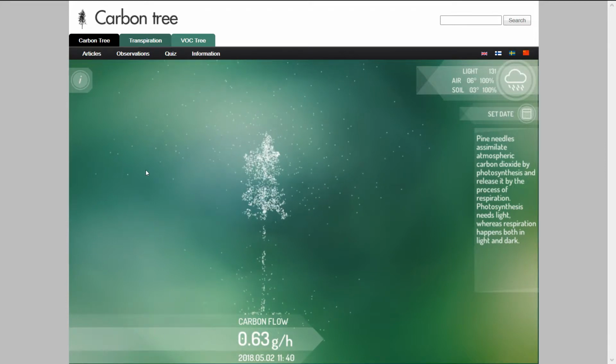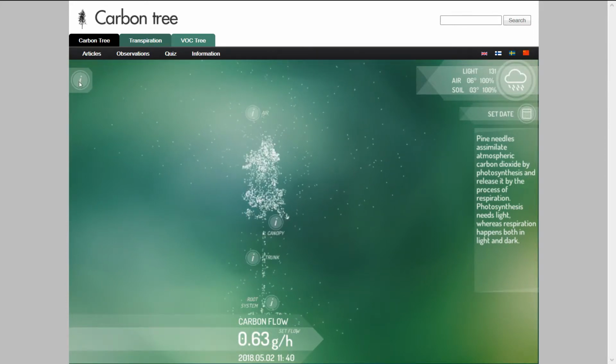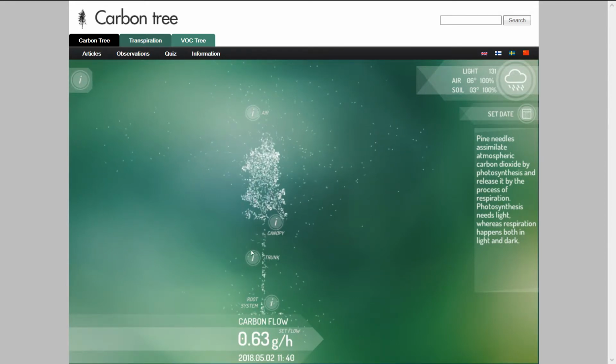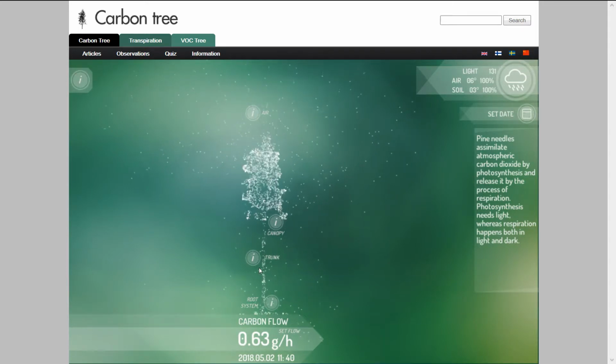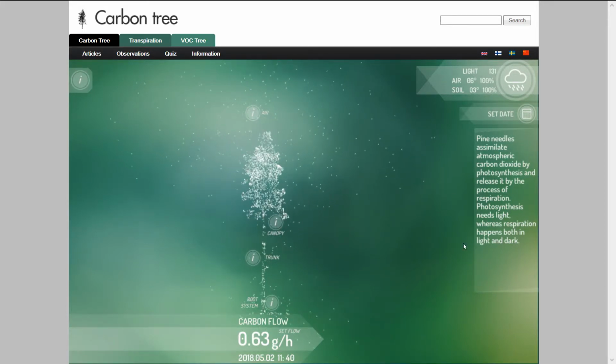You can get more information about carbon flow by clicking this information icon. Now you can view all the components that together form the net carbon flow rate. You can click the icon and see the related information on the right side.